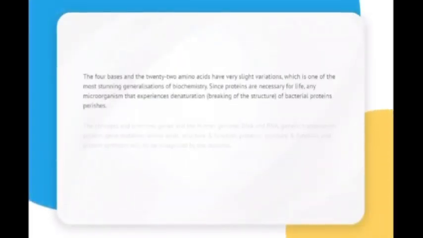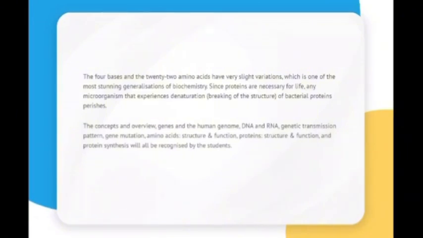The 4 bases and the 22 amino acids have very slight variations, which is one of the most stunning generalizations of biochemistry. Since proteins are necessary for life, any microorganism that experiences denaturation, breaking of the structure, of bacterial proteins perishes. The concepts and overview, genes and the human genome, deoxyribonucleic acid and ribonucleic acid, genetic transmission pattern, gene mutation, amino acids, structure and function, proteins, structure and function, and protein synthesis will all be recognized by the students.